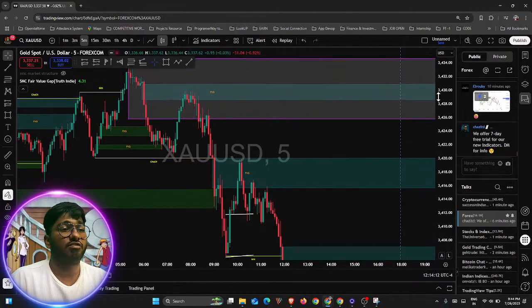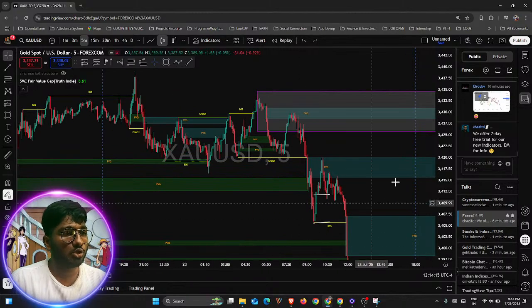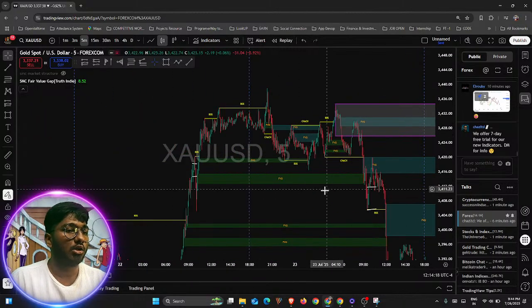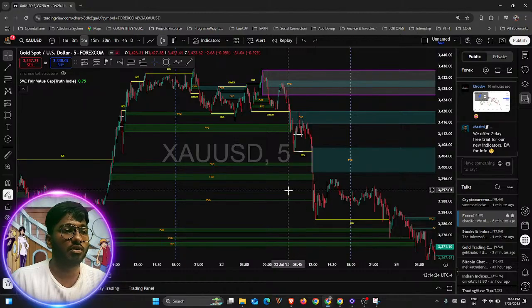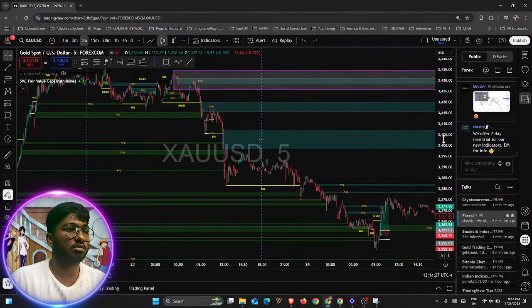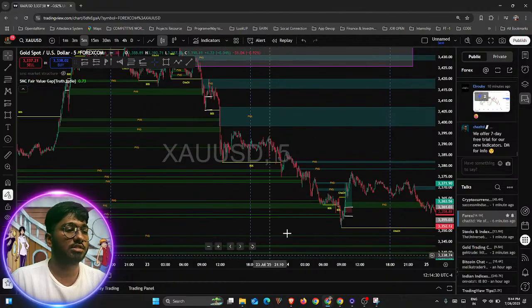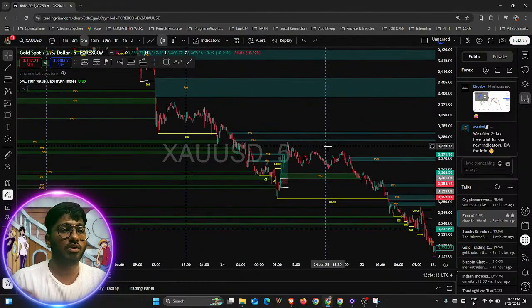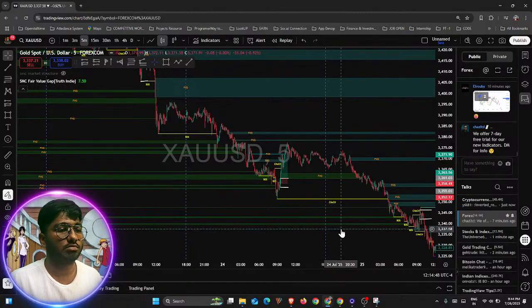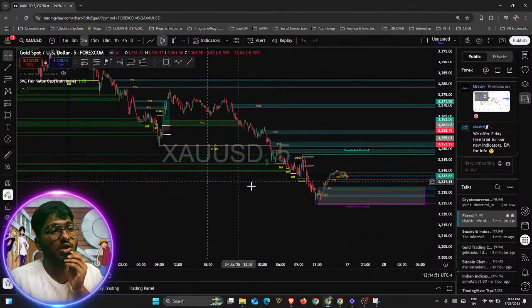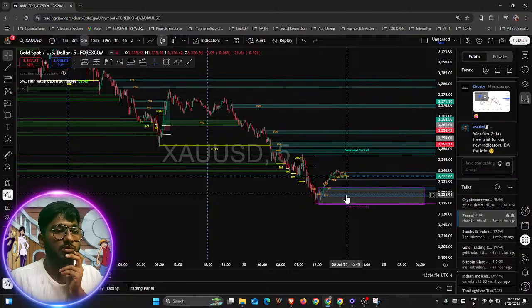So fair value gap does play a main role, but not every fair value gap. You have to understand it. Don't trade on every fair value gap, because I have tried it and over-traded also. It's a failure setup. Only use fair value gaps on certain best setups or a confirmed strategy. But it works. It doesn't work on every fair value gap.